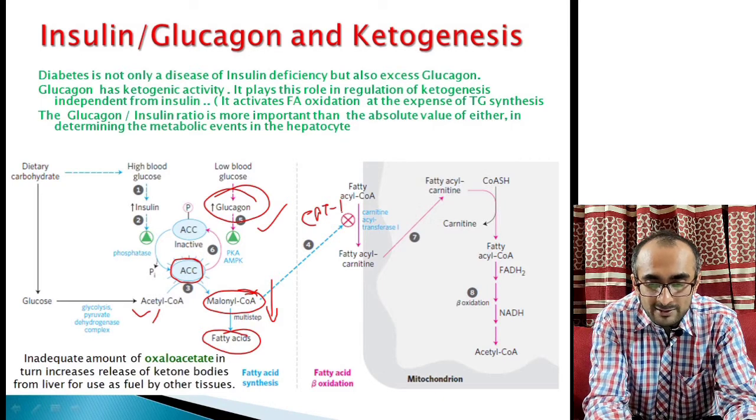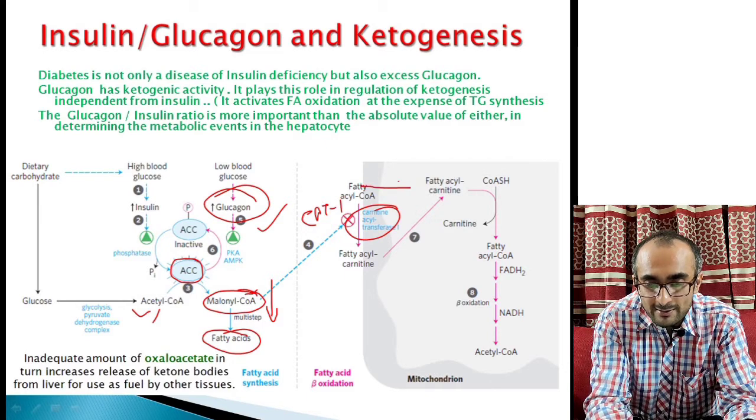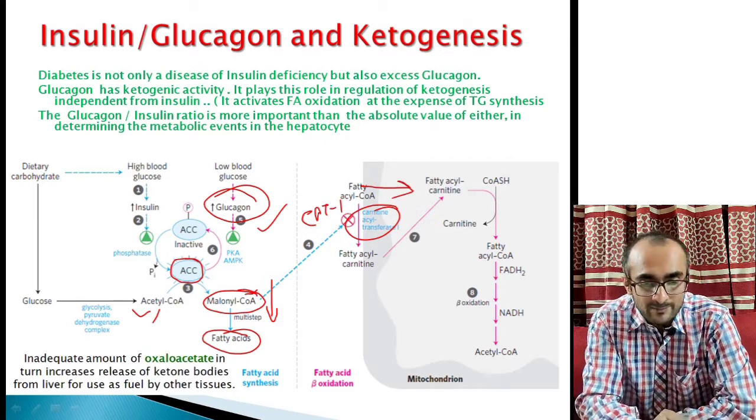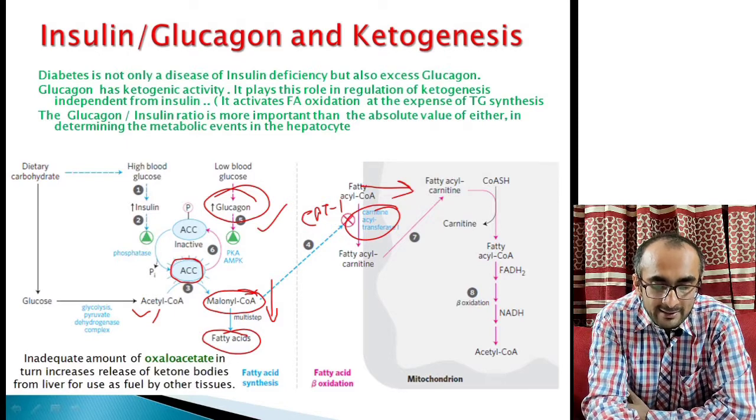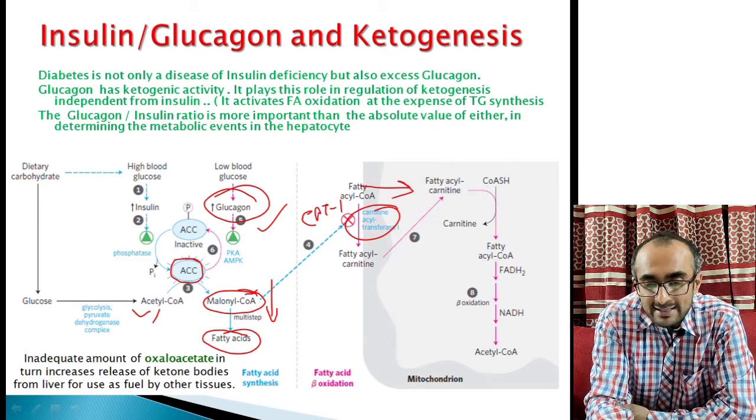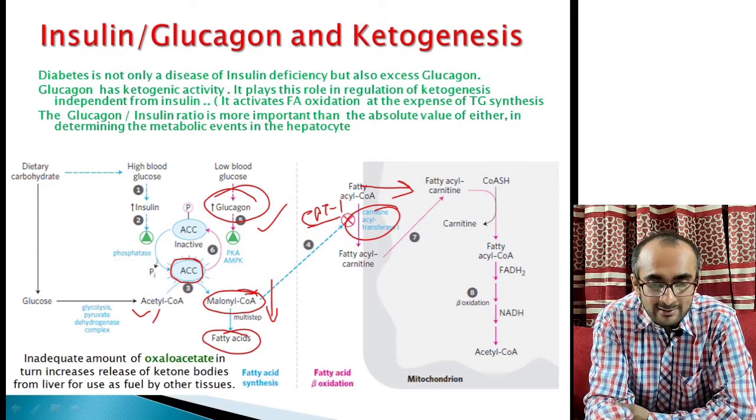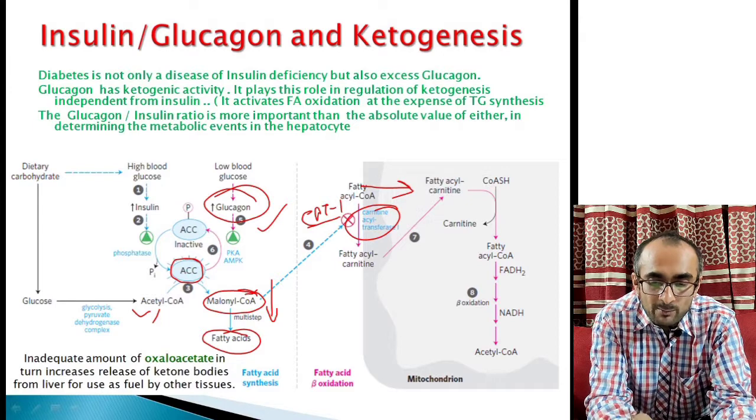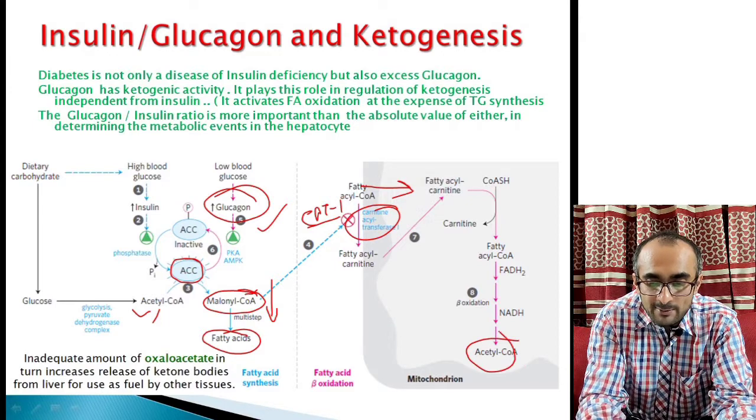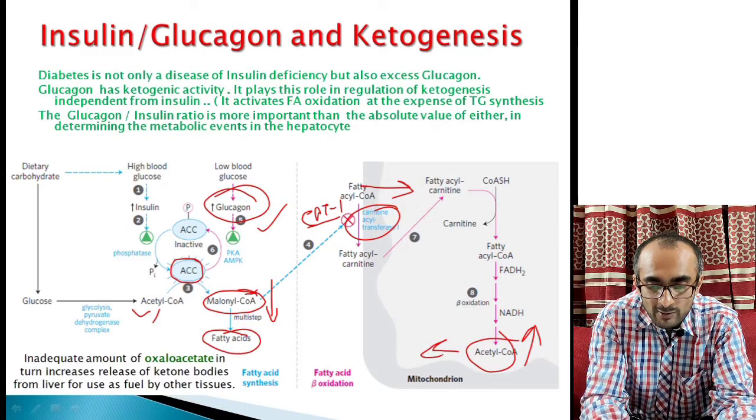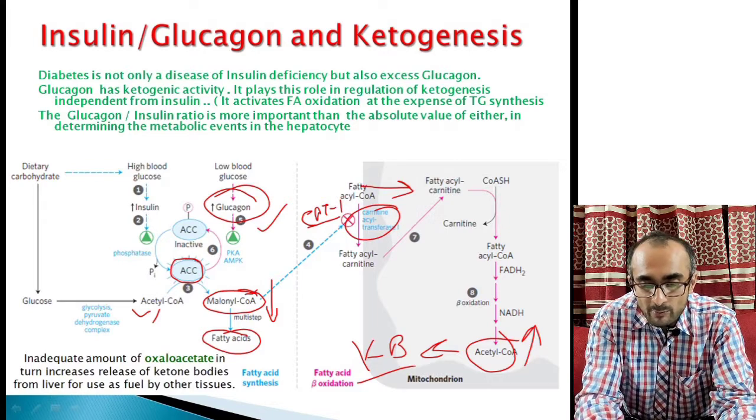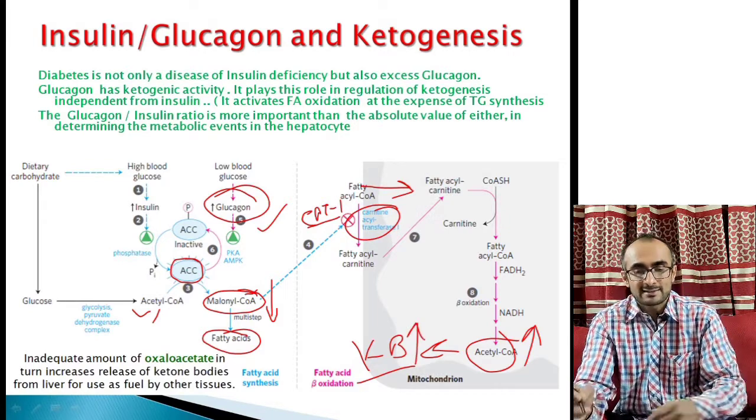If malonyl coenzyme A inhibits this transporter, fatty acid cannot be transported from cytosol to mitochondria. So it means glucagon is basically inhibiting synthesis of malonyl coenzyme A, so that CAT and CPT1 are not inhibited. Therefore fatty acid oxidation can occur. So in short, glucagon is promoting production of acetyl coenzyme A, so that acetyl coenzyme A is converted into ketone bodies, and eventually we can say that glucagon promotes ketone body synthesis, ketogenesis.